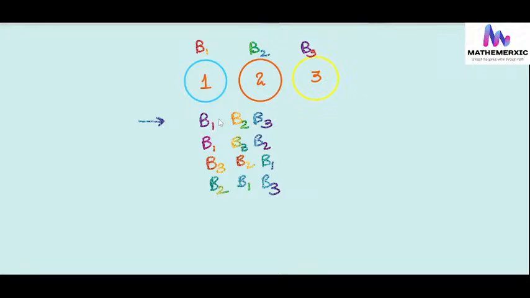In all, there are six ways. Okay, six ways of doing so. So ball one, ball two, ball three I've kept. Ball one, ball three, ball two I've kept. Ball three, ball two, ball one I've kept.